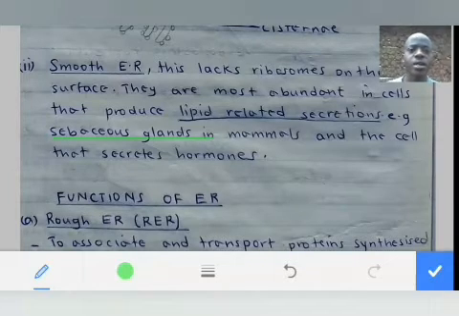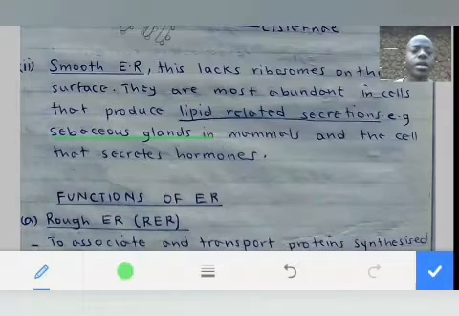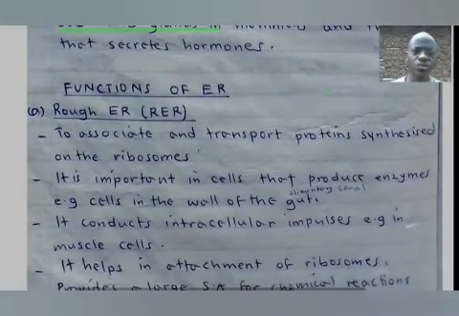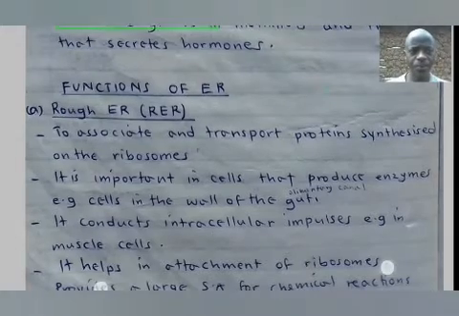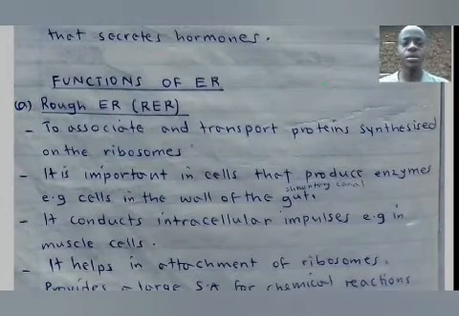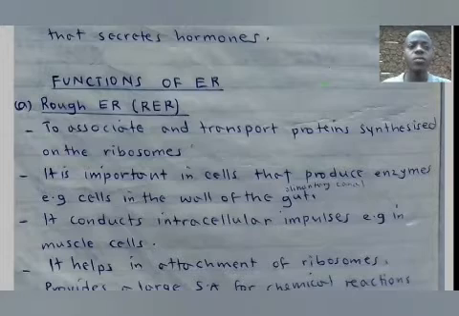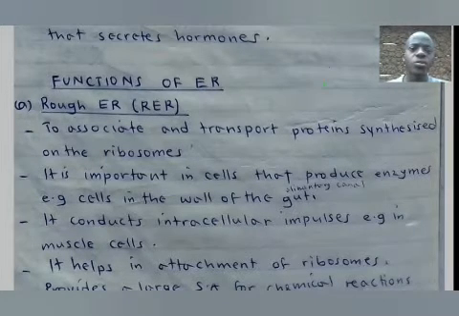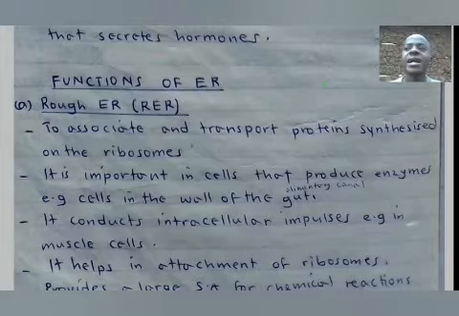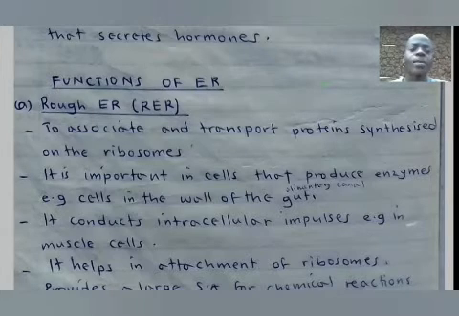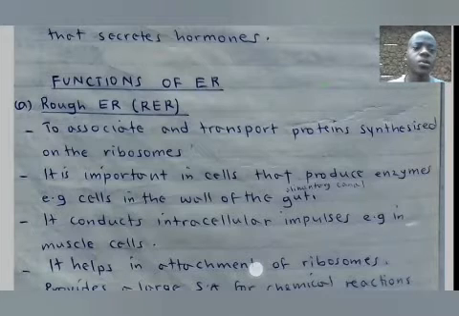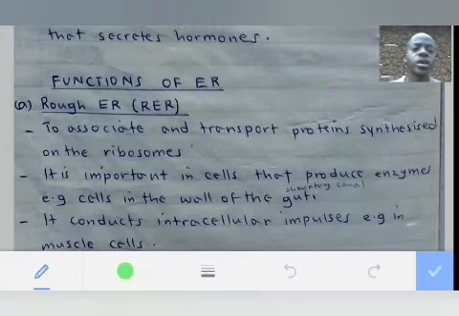So those are the smooth endoplasmic reticulum. So now, what are the functions of this endoplasmic reticulum? How are they important to our bodies? So now, the first thing is that the rough endoplasmic reticulum, normally abbreviated as RER, their function, the first one is to associate and transport proteins synthesized on the ribosomes.